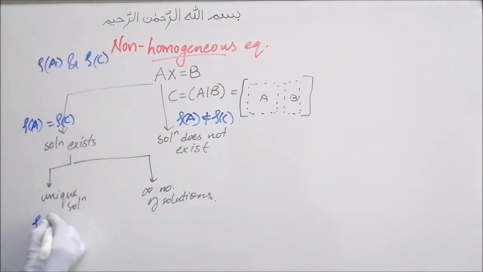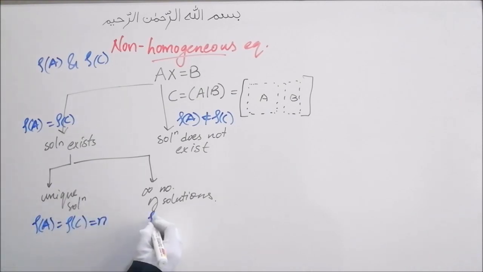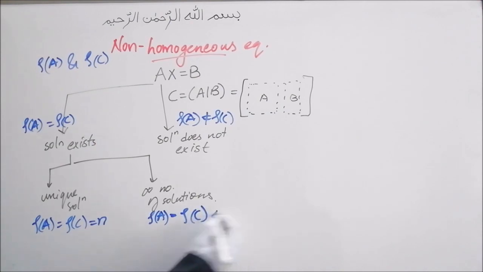If the rank of A is equal to the rank of C is equal to n, where n is the number of unknown variables, like x, y, z, only 3 variables, or only 2 variables, then we'll have a unique solution. If the rank of A is equal to the rank of C, which is less than the number of unknown variables, then we will have an infinite number of solutions.